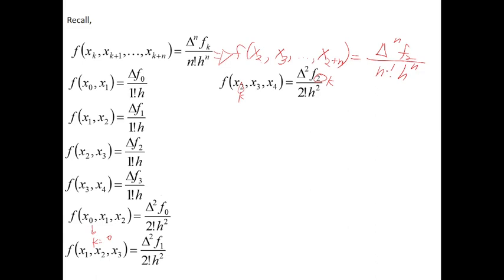Now, if k is 2, what is n? So, this is 4. It is equal to 2 plus n. So, 4 minus 2 is equal to n. So, n is 2. Therefore, delta squared, 2 factorial, h squared. Okay? So, that's it.